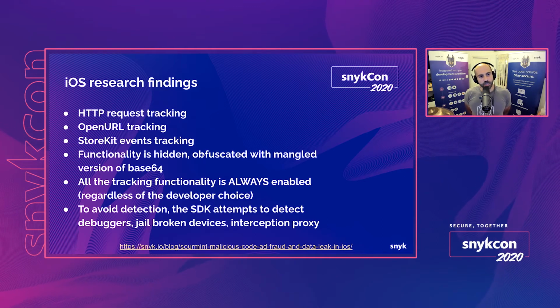On the iOS SDK, we found that it intercepts all the HTTP requests that the application performs. So this would be any HTTP request sent to the backend of the application. They would capture the URL and the HTTP headers, and report them back to Mintegral with additional information about the IDFA and additional metadata that they could grab.